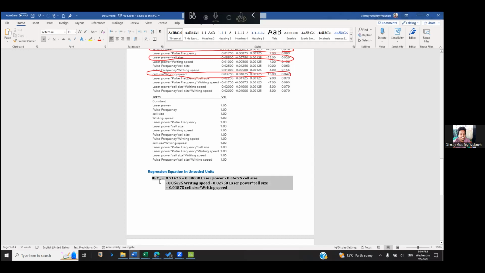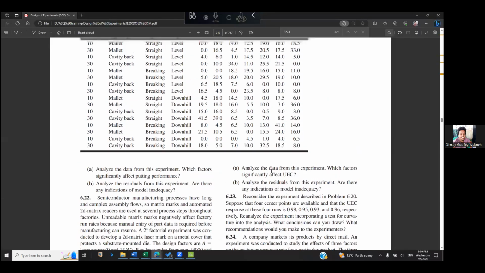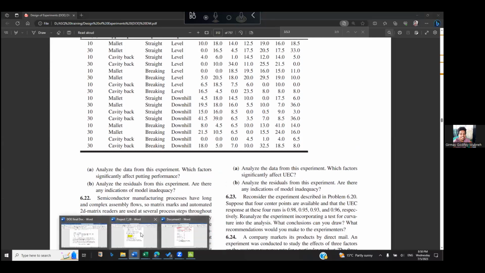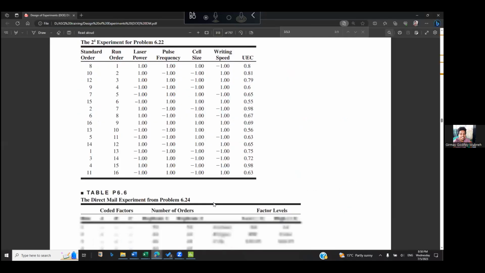So in the regression equation, only the significant effect factors are included in the equation. So the model equation is formed, and the solution looks like this. So finally the conclusion. Next, 6.35, I think, is similar.